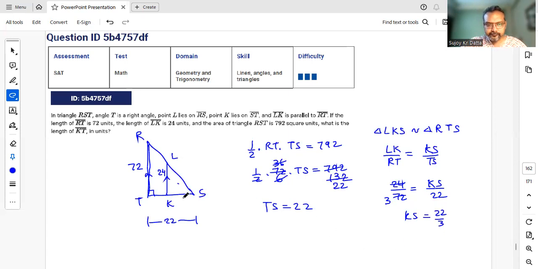So they had asked you the length for TK. So KT basically is TS minus KS, right? So it's 22 minus 22 over 3. That's 66 minus 22, 44 over 3. So that is your answer. Okay, let's go to the next one.